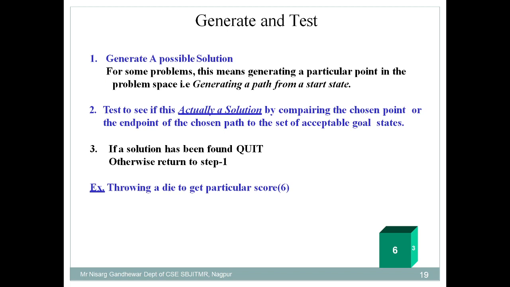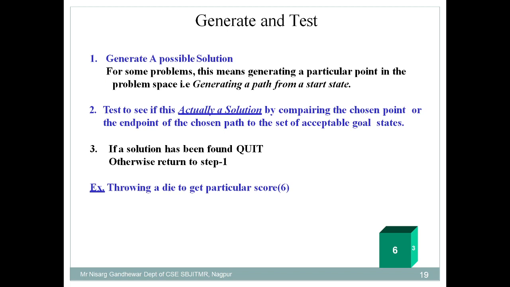If a solution has been found, then you have to quit. If you reach the goal state, then you have to quit, otherwise again you jump back to step number 1. And what is your step number 1? Your step number 1 is generate a possible solution. In the first step you are generating an intermediate state, then you are testing whether it's a goal state or not, and if it is a goal state, then you will stop, otherwise you continue again. That is generate and test. So basically this algorithm consists of two important steps. One is generate and the second one is test.